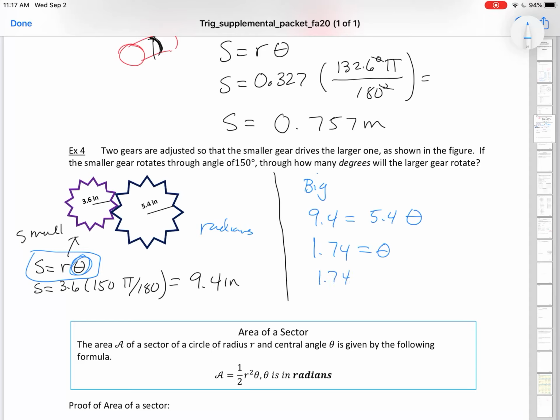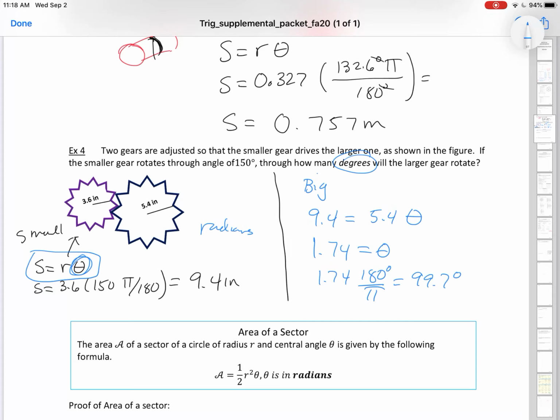Well, hopefully you remember how to do that. That's the flip of what we've been doing. The 180 on top and the pi on the bottom. That will convert it to degrees. So I take my 1.74 that I got just by simple division. And if they let me leave it in radians, I'd be done. But they want it in degrees because they say how many degrees. And so nice conversion practice. And if we just follow that times 180, we get 99.7 degrees.